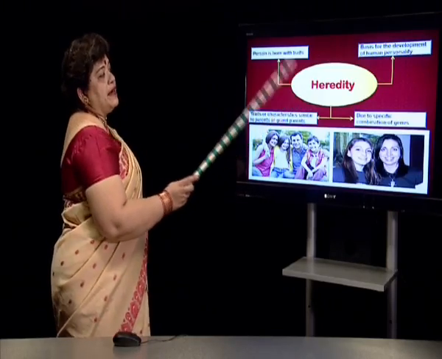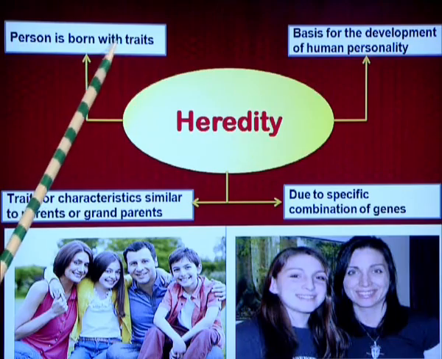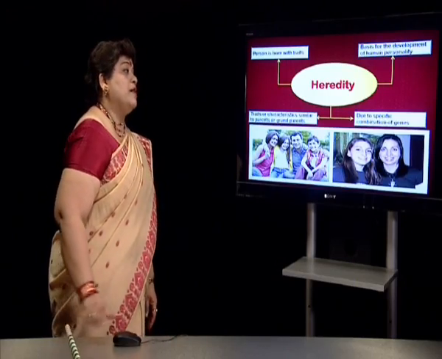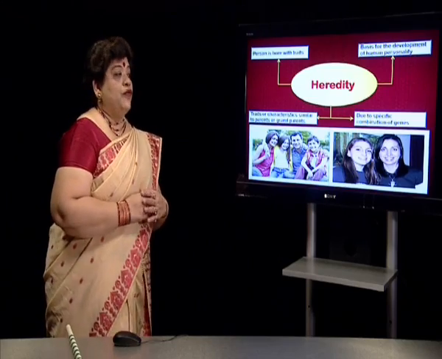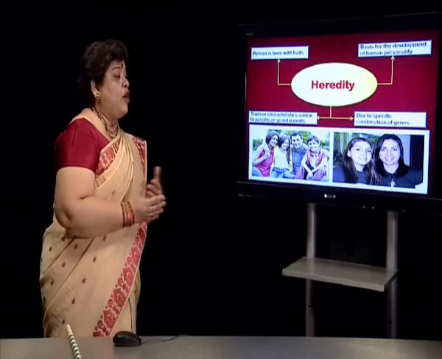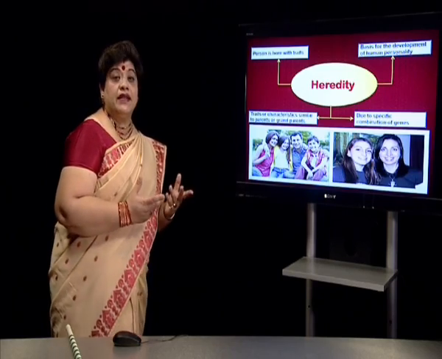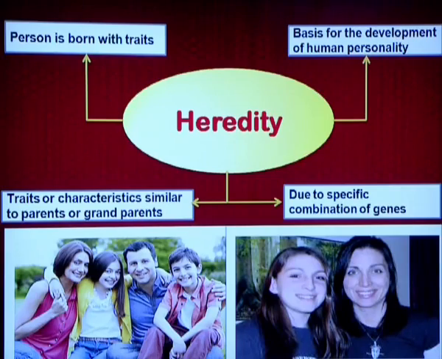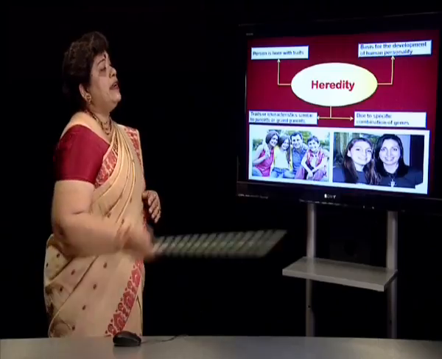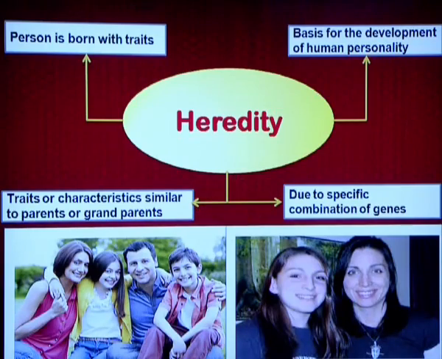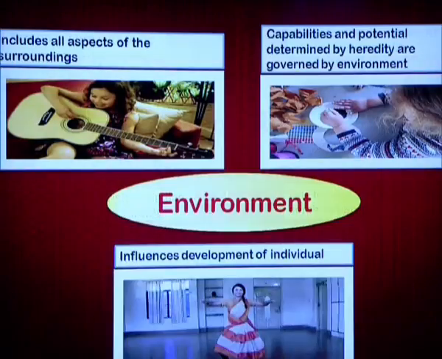Next important feature is heredity. When we say heredity, the person is born with traits that he or she adopts from his parents. It is very important for us to understand that when a child is born, very often we see that hair color is same, eye color is same, skin color is same and resembling that of the parents, because the child has adopted some traits from the parents. Heredity is also the basis for development of human personality. Heredity also leads to the development of characteristics or traits which are similar to parents and grandparents. When we say trait, it indicates habits, and due to specific combination of genes, the hereditary features become visible.